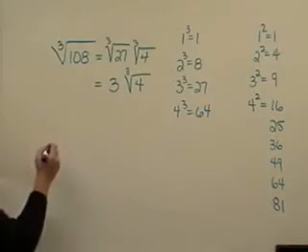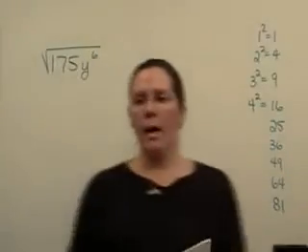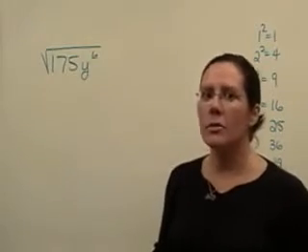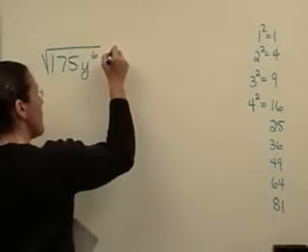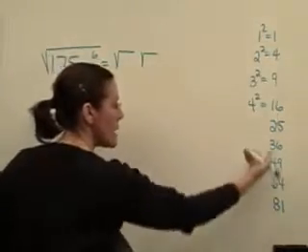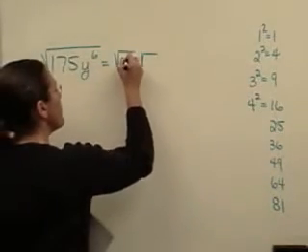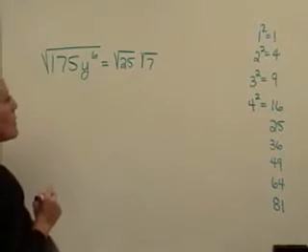Let's go ahead and do another one. This problem, square root of 175y to the 6th, again, I'd like you to think of it as two parts. Actually, I'll write it as 3 parts. The 175 is an important thing to me, and I'm going to look at this list and recognize that 25 divides into 175 7 times. So I have square root of 25 times the square root of 7.